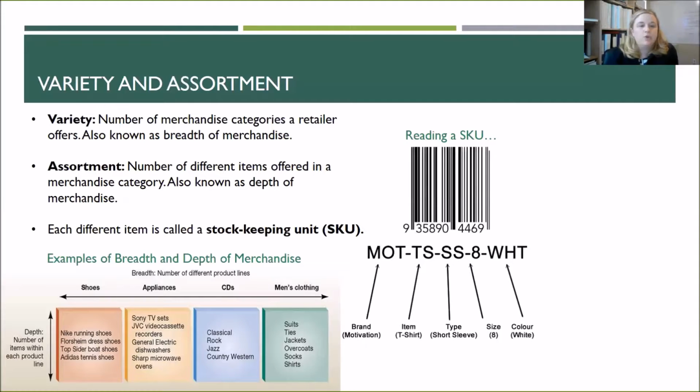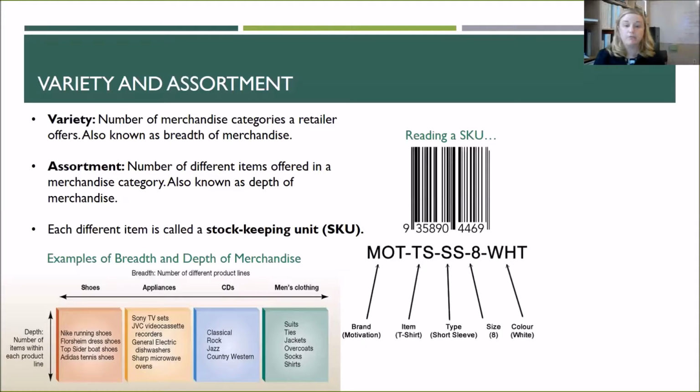So to make and read a SKU, you have to understand which set of numbers corresponds to which information. So it all means something in a code system. So you can see an example here on the slide of how you might break down different SKUs. So there's information that includes the brand, and you can see this on a hang tag when you look in a retail store. It includes what the item is, the type, the size, and the color. And that's going to be different for every single item.